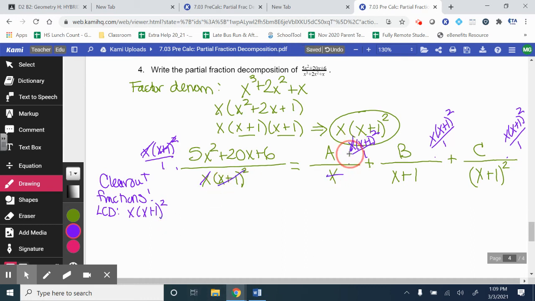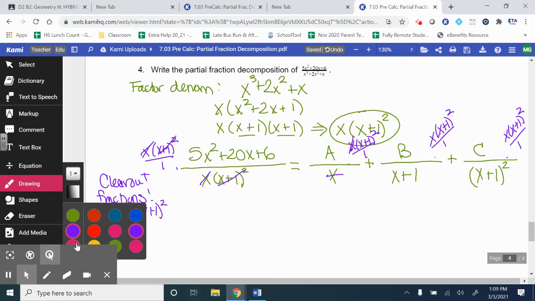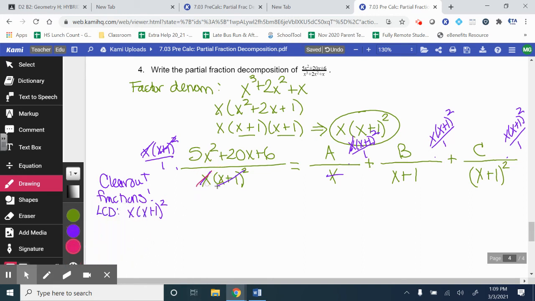Here just my x's cancel. There we go. So the x's cancel there. X plus 1, one of them cancels, so we're still left with an x plus 1 up here. And here both x plus 1s are canceled. Do a quick check. Everything in the denominator is canceled out. So now let's write what we have left.